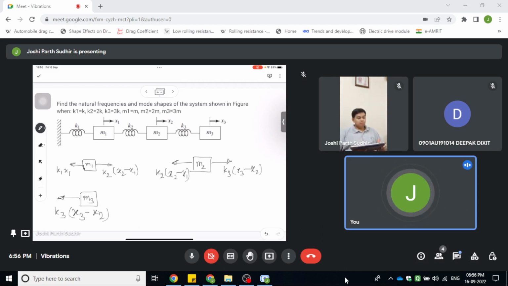So why X2 minus X1 or X3 minus X2? Because the compression or expansion in the spring will basically depend on the relative difference between these coordinates X1, X2, X3. So we can just write down the equation of motion for masses m1, m2 and m3.